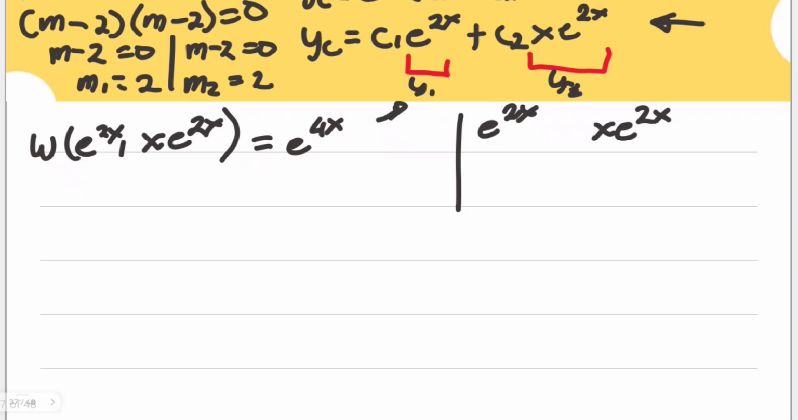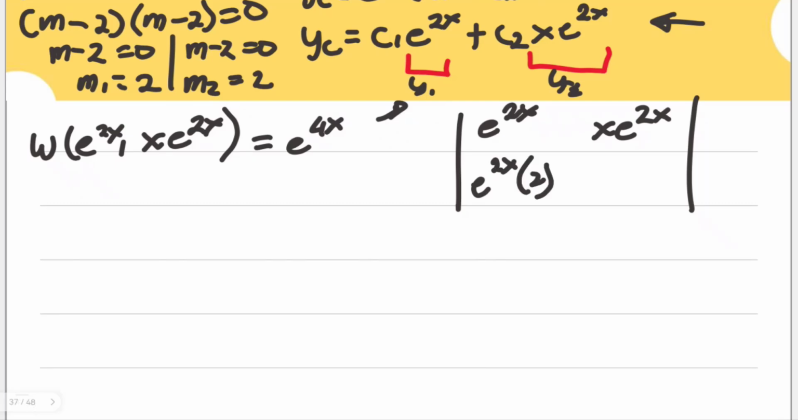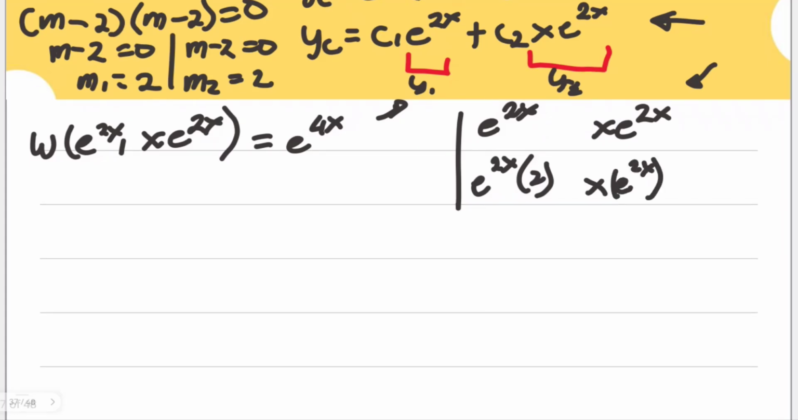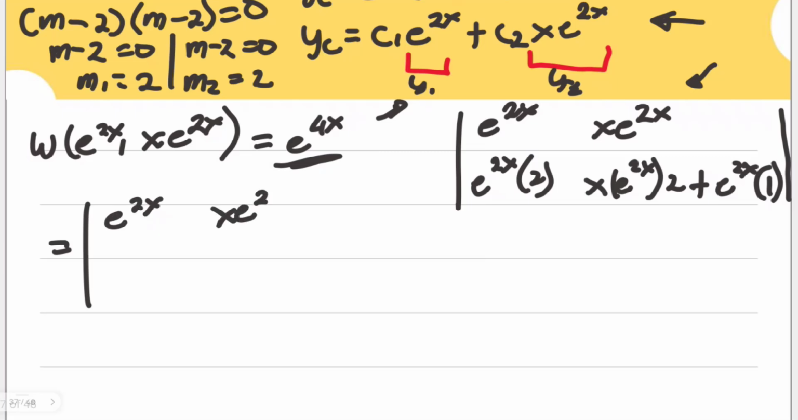The second row would be the first derivatives of the first row. So you have e to the power of 2x times 2. And of course, in the previous video as well, we were able to identify this to be a product of two functions. So you will have x and then e to the power of 2x times 2, plus e to the power of 2x times the derivative of x, which is just equal to 1. So we will have this as our matrix in getting the Wronskian of e to the power of 4x: e to the power of 2x, x e to the power of 2x, twice e to the power of 2x, and then twice x e to the power of 2x plus e to the power of 2x.